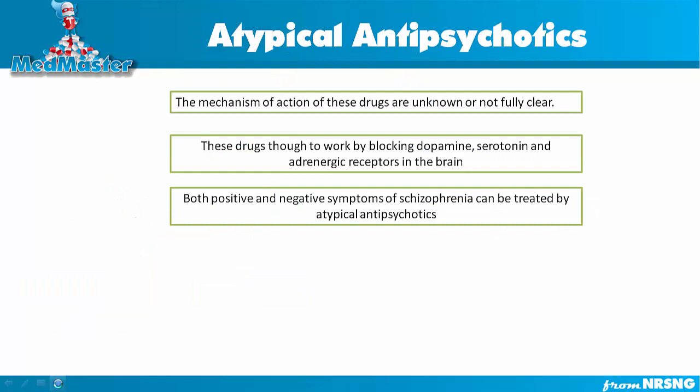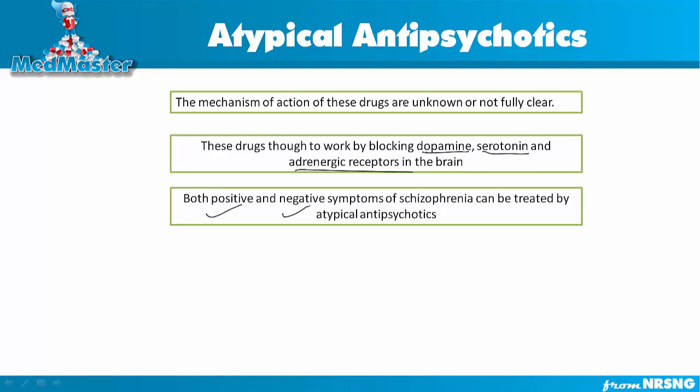So, mechanism of action. The mechanism of action of these drugs is really unclear. There are multiple neurotransmitters this medication works on. One of them is dopamine, second is serotonin, and adrenergic receptors in the brain. So this medication will block dopamine, serotonin, and adrenergic receptors in the brain. And this drug helps in treating both positive and negative symptoms of schizophrenia.